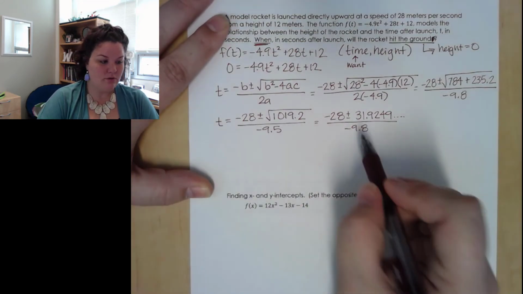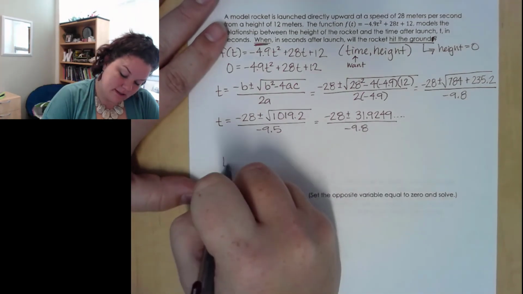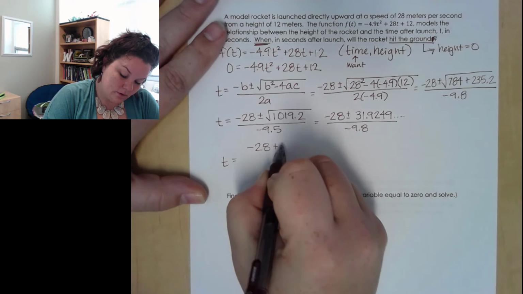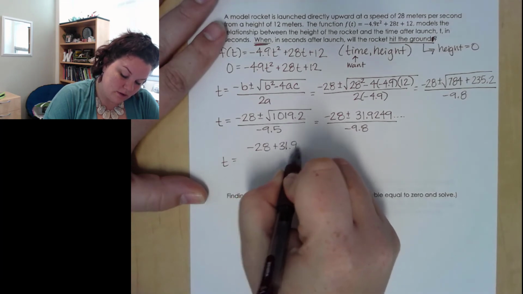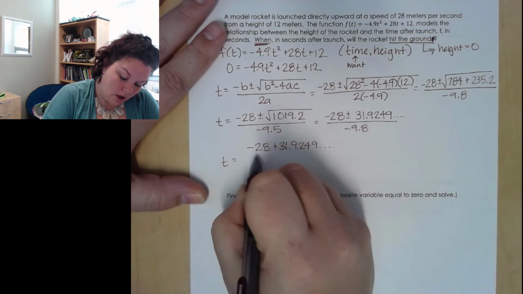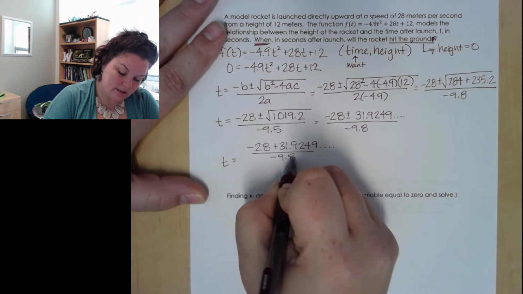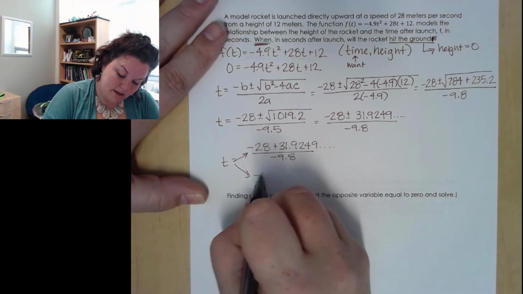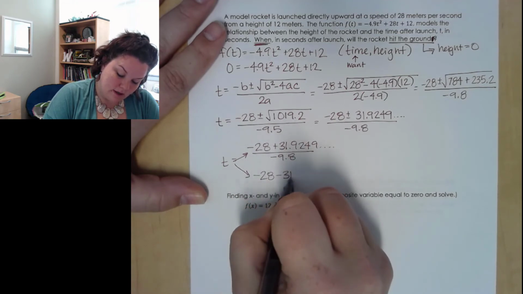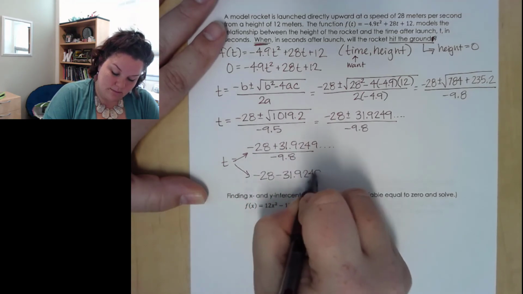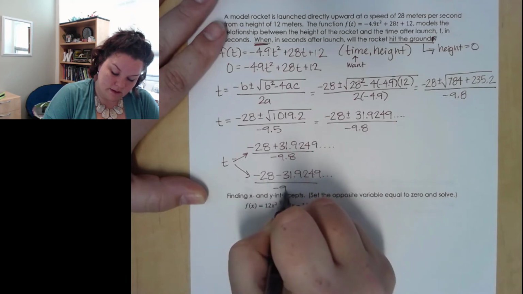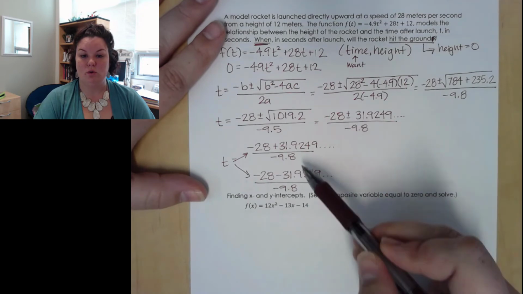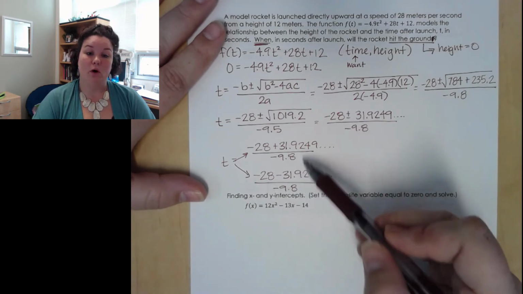Okay, so we have two cases here, right? So this tells us that t is equal to negative 28 plus 31.92 all over negative 9.8, or, right, we do negative 28 minus 31.9249 and so on, divided by negative 9.8. Okay, so remember when we have a plus or minus, that's giving us two options here. So I want to work out both options.